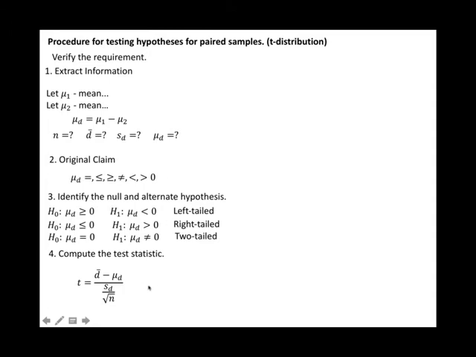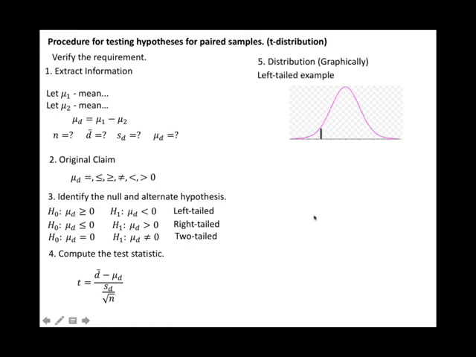After you find your test statistic, this is my left tail example. This point here will be equal to your test statistic. And we want to use the p-value method. So the area of the left tail will be equal to your p-value.